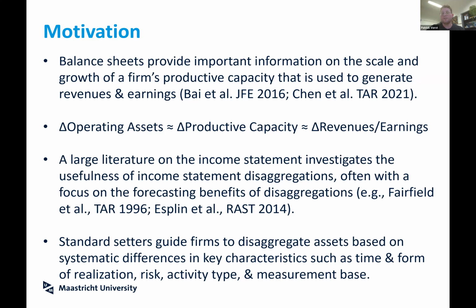And as I said before, if you look at what standard setters require, they basically require firms to disaggregate items on the balance sheet depending on some key characteristics. What you can think of are things like risk. Some assets are inherently more risky than others. Some assets are reflective of different types of activities, if you think of tangibles versus intangibles. Assets can also differ in how they are measured, if you think of historical cost versus fair value, and also in the timing and way in which they are realized. If you think of current assets, which would generally be one year, versus PPE, where you might consume the benefits over a 20, 30, 40-year period.